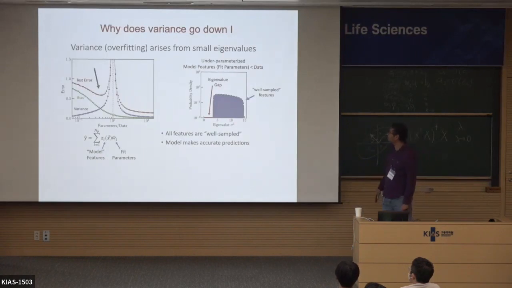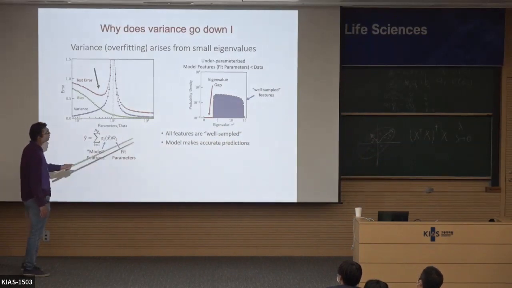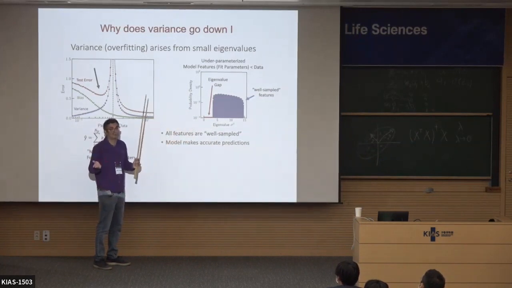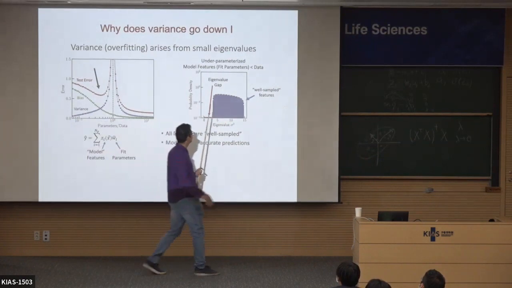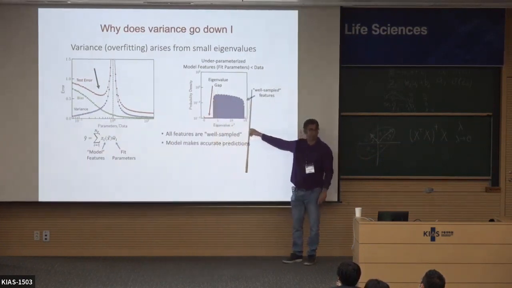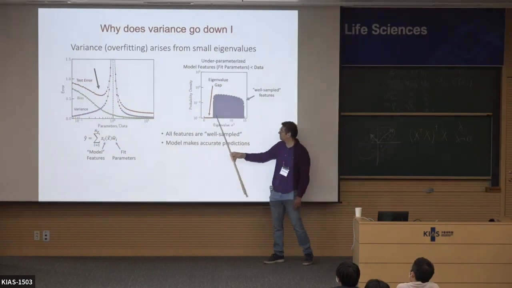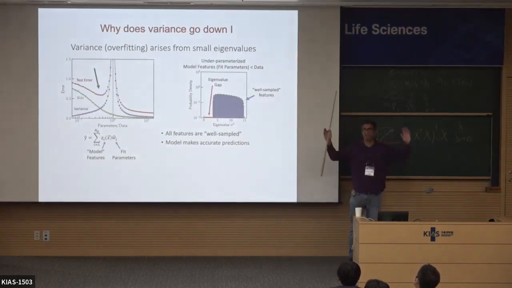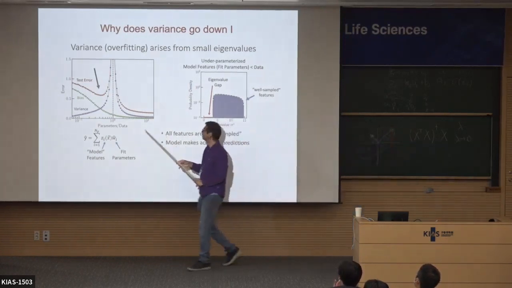So there are two different ways of thinking about this. Again, I have the fit parameters, I have the model features, and now what I can ask is, let's look at the spectrum of these features, these directions. The spectrum tells me how well sampled I am. If I'm in the underparameterized regime over here, I can look at the eigenvalues and they're all very far away from zero. They're all well sampled. And in particular, there's a gap in the eigenvalue spectrum. The magnitude of the eigenvalue tells you how well you've sampled that direction. So here, there are no directions that I haven't sampled well, so the variance is pretty low.